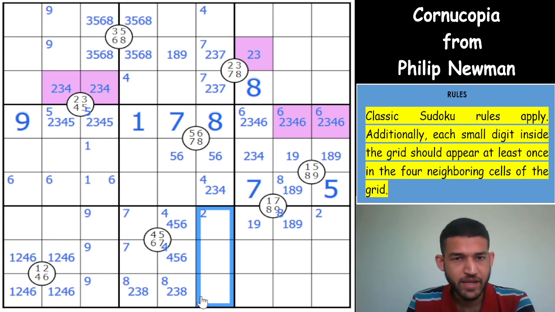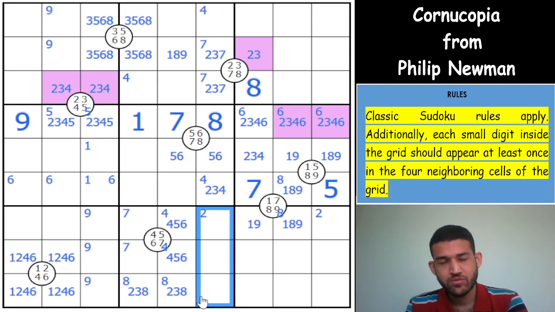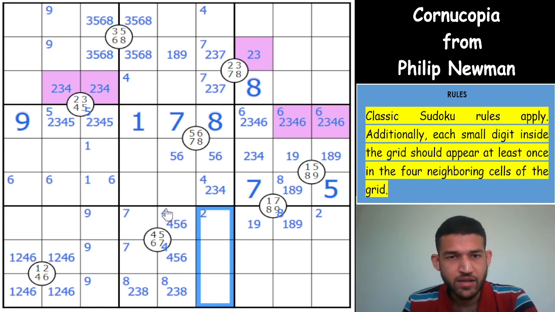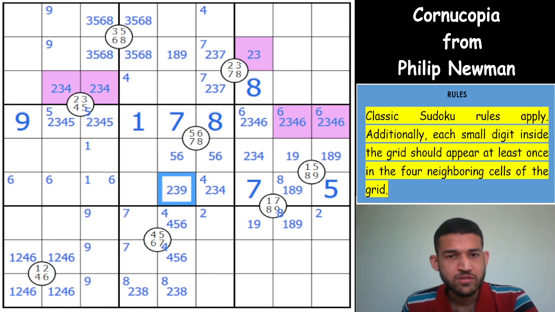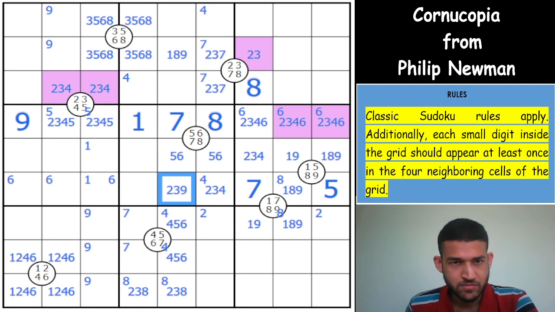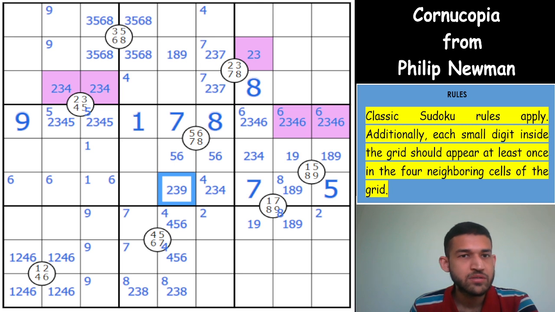What is the next thing I have to see? Look at this cell. 1, 7, 8, 4, 5, 6 are eliminated, so that's 2, 3 and 9. Not sure what I'm supposed to see here.